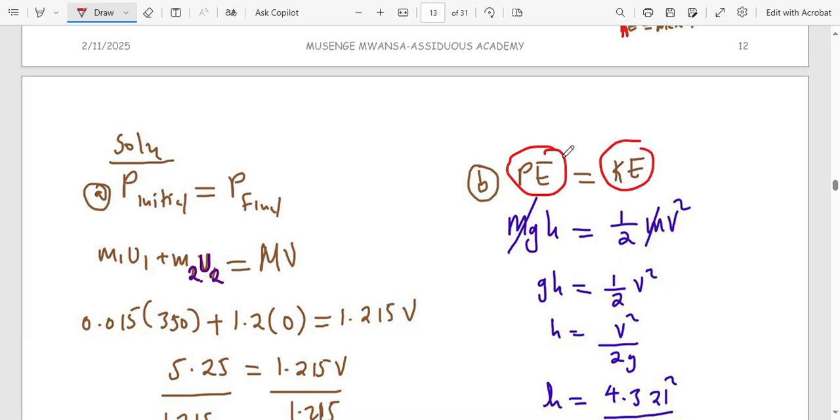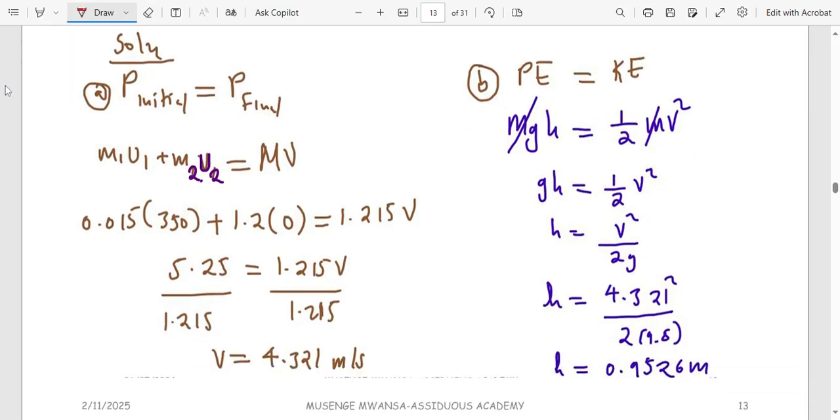The potential energy that we are gaining will be equal to the kinetic energy that we are losing. So the block will be losing kinetic energy as it moves from the bottom to the top. The potential energy is given by mgh. Kinetic energy is given by half mv squared. So the mass will cancel out because it's the mass of the same object. So we remain with gh is equal to half v squared.